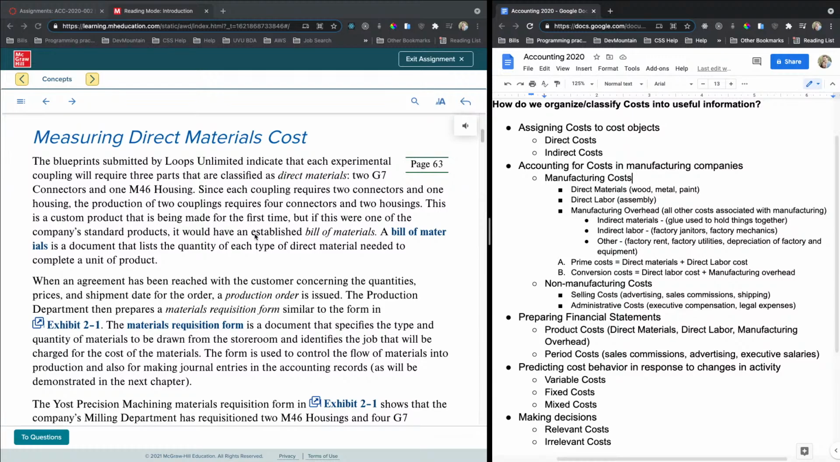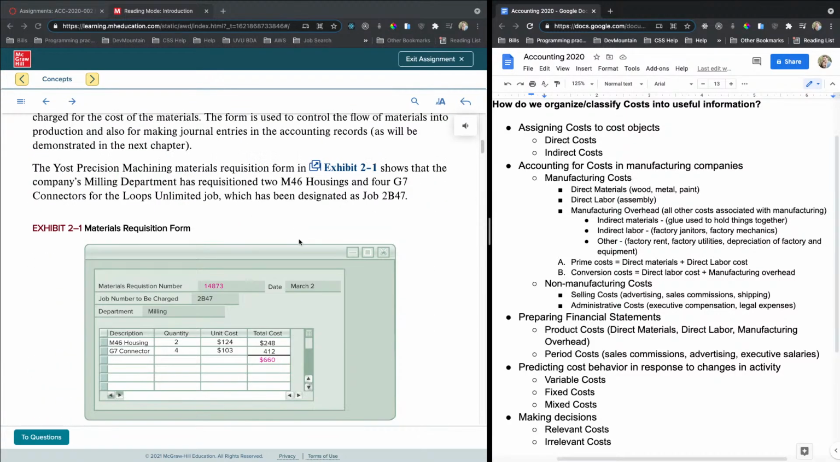This is a custom product that is being made for the first time, but if this were one of the company's standard products, it would have an established bill of materials. A bill of materials is a document that lists the quantity of each type of direct material needed to complete a unit of product. When an agreement has been reached with the customer concerning the quantities, prices, and shipment date for the order, a production order is issued. The production department then prepares a materials requisition form similar to the form in Exhibit 2-1, which we have here.